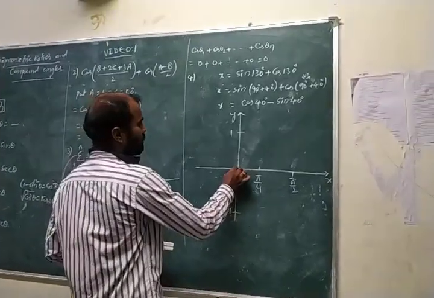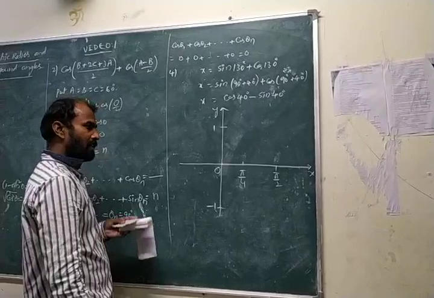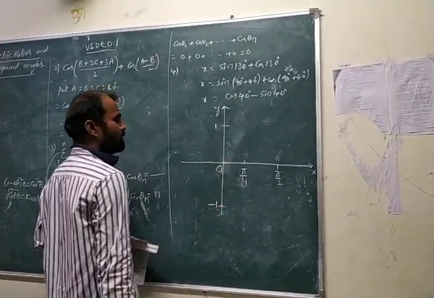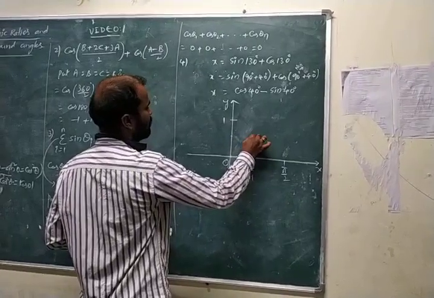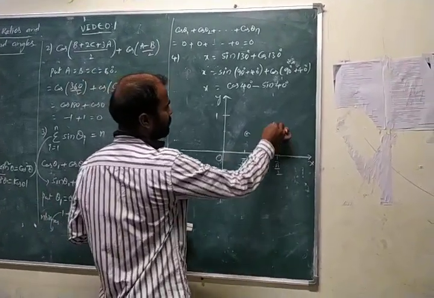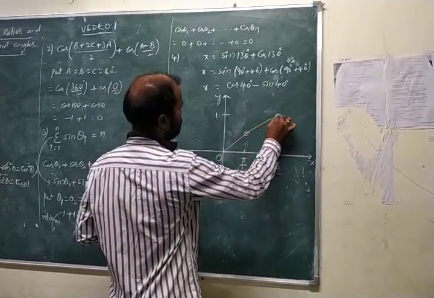Now sin 0. First we have to draw the sin theta graph. Sin 0 is 0 and sin 45 is 1 by root 2. Here is 1 by root 2. And sin 90 is 1. Here it is 1. Join these three.